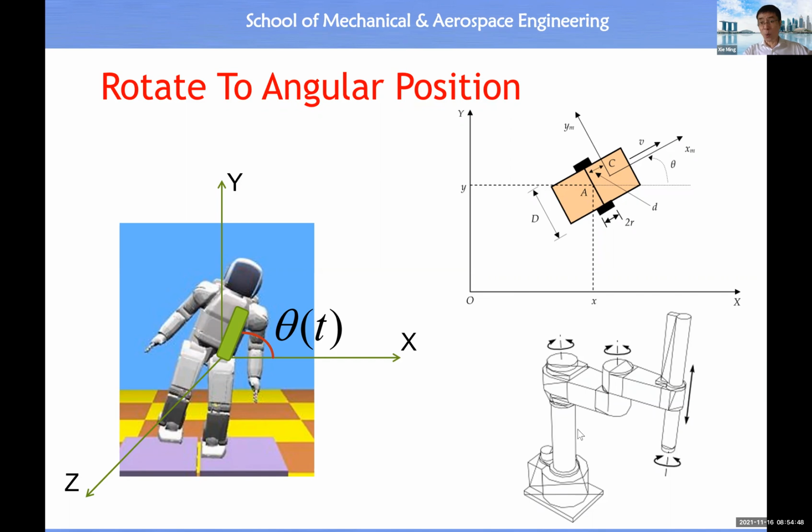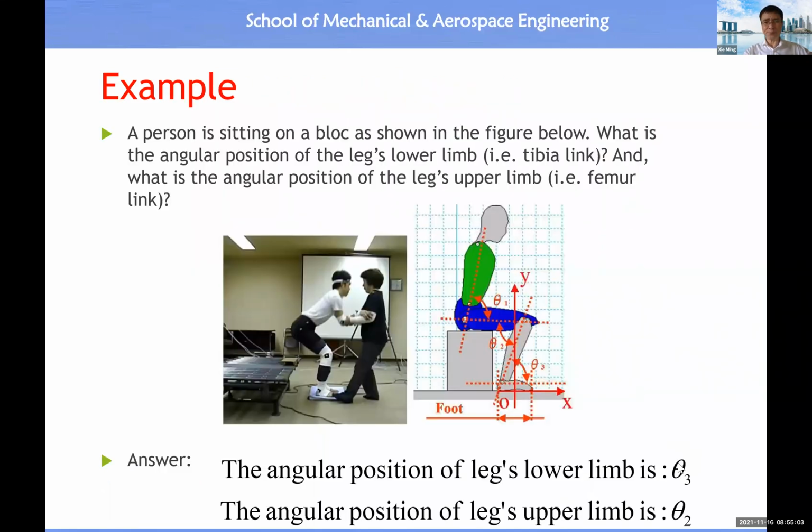For a robotic arm, we may have many angular positions. For this joint, we have this angular position. For this joint, we have this angular position. And for this joint, we also have this angular position. And this is a simple exercise for you to know what the angular position of the leg's lower limb is. The answer will be theta 3. Then what is the angular position of the leg's upper limb? The answer will be theta 2, so it's this angle.